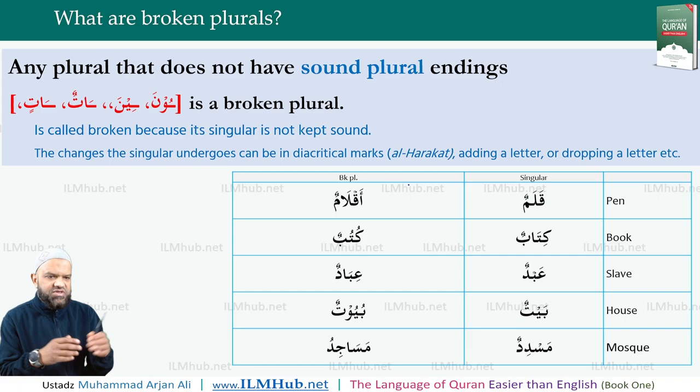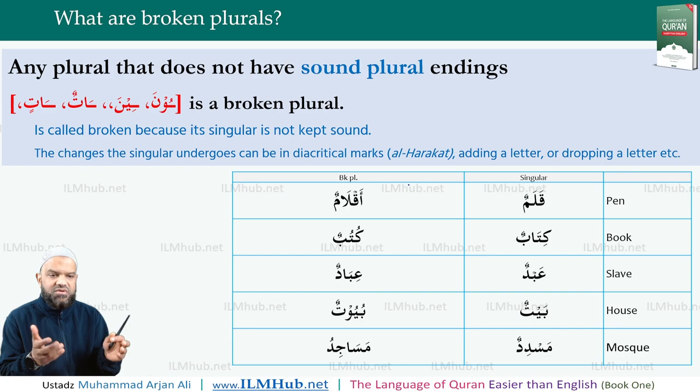So for example, qalamun, I put an alif after the lam, aqlamun. And of course, there are some changes. Hamza added at the beginning. So the singular shape has changed. Kitabun, the alif is gone, kutubun, and the vowel signs have changed. Abdun, ibadun, again you can see vowel signs have changed, I've added an alif, etc. So the singular has changed, whereas for the standard ones, all we did was add a suffix, and that's what it means when it's called a broken plural.